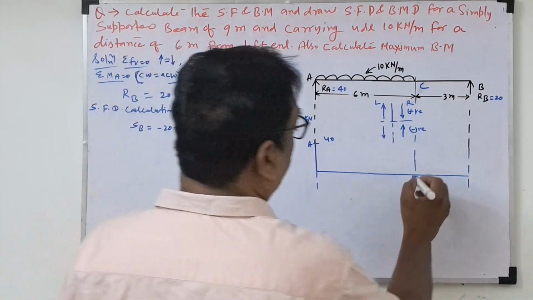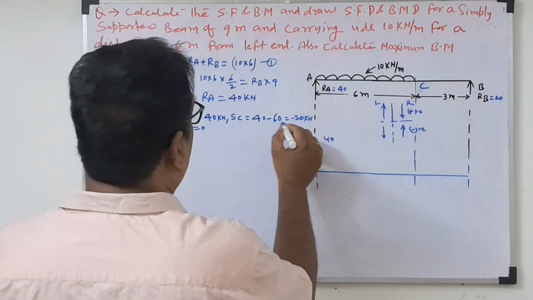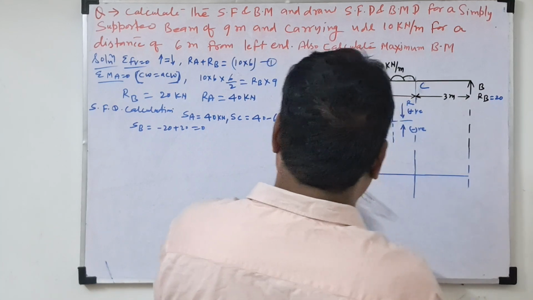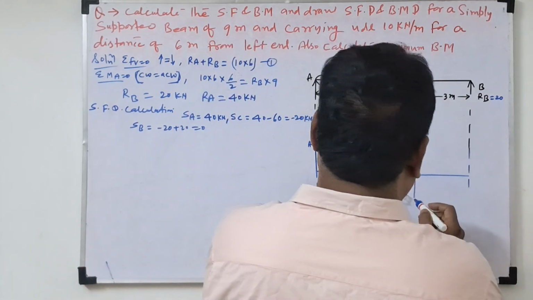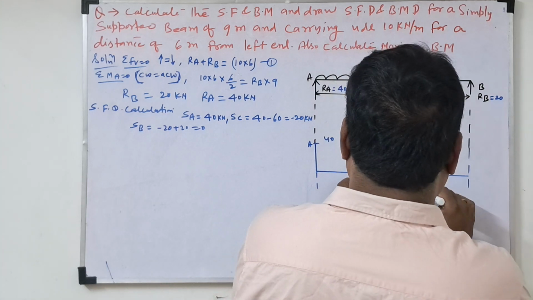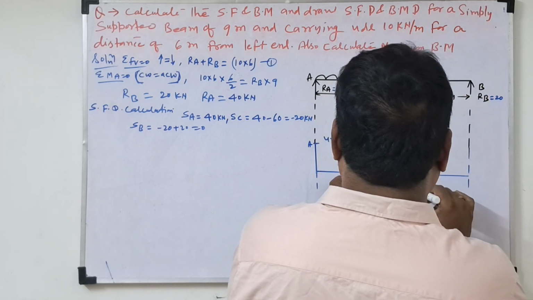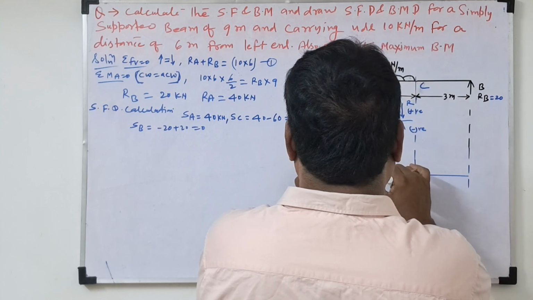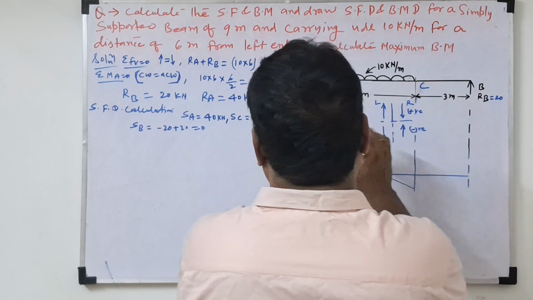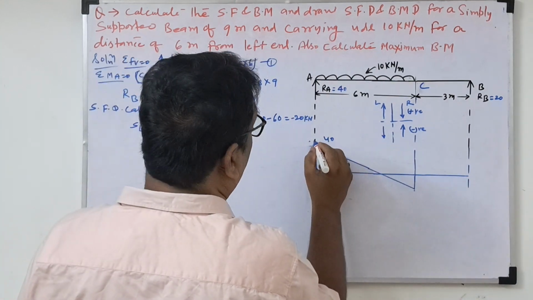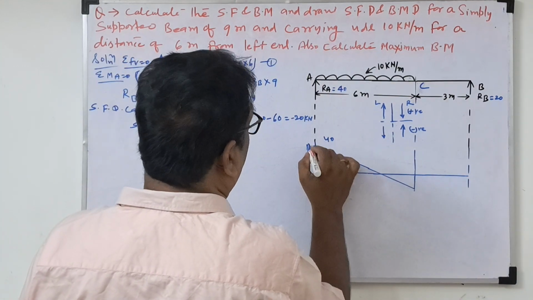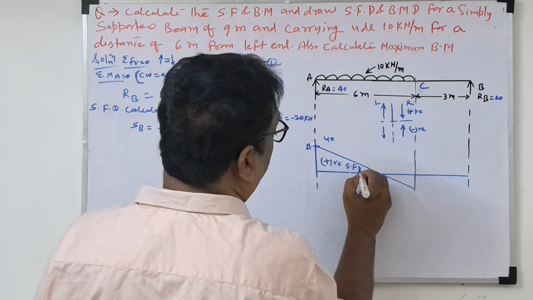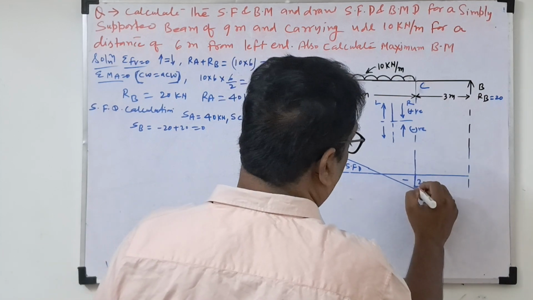Now at point C, how much are we getting? 20. So somewhere here, join this line. If we join this line, it will come like this. If the scale is good, it will come like this. Okay, so we can change here. So this is point A. This is the positive shear force diagram. This is negative. This is 20.